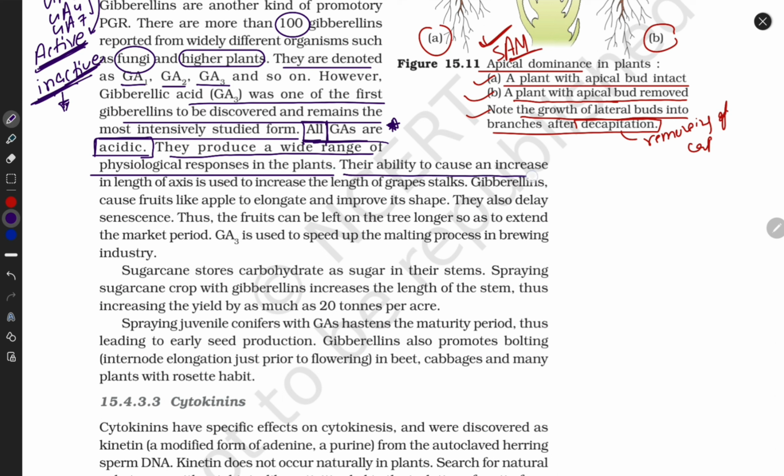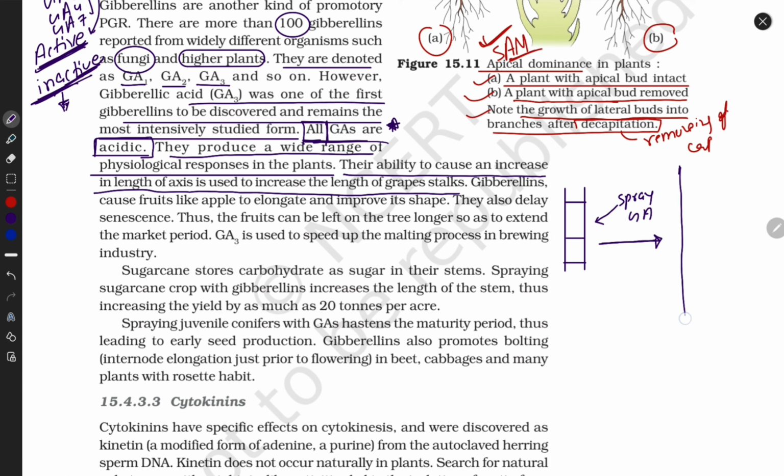Like their ability to increase the length of the axis, and to increase the length of grape stalks. What they want to say is that this is the stem part, guys. Wait, let me draw a straight stem. This is the stem part, and we know it has internodes. What happens if we spray GA on this stem? Internodal growth is shown.